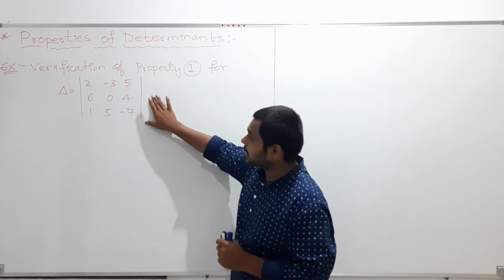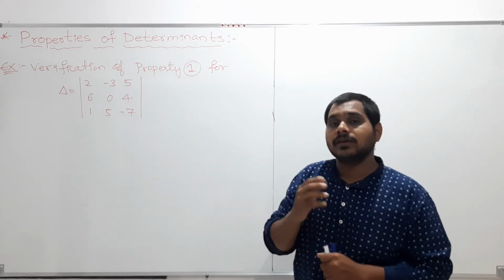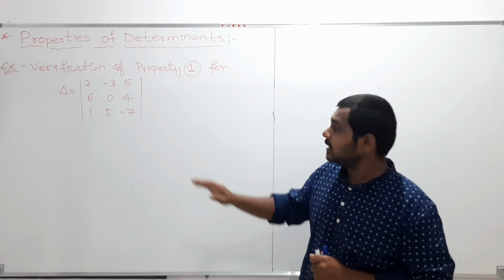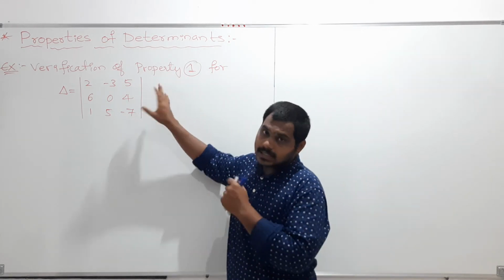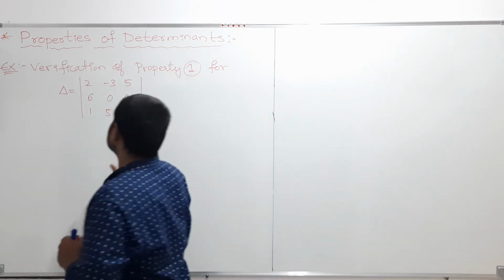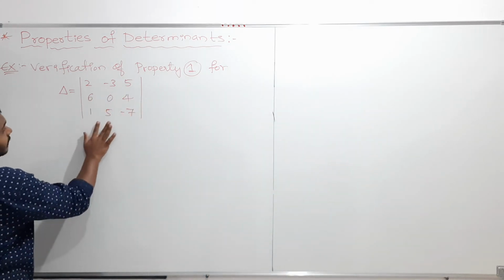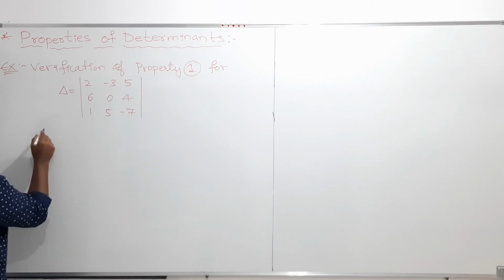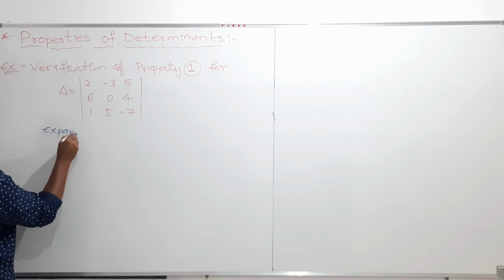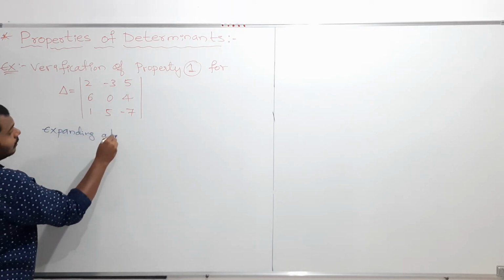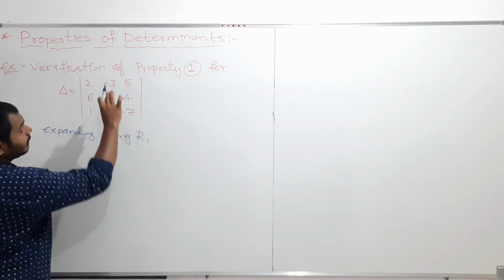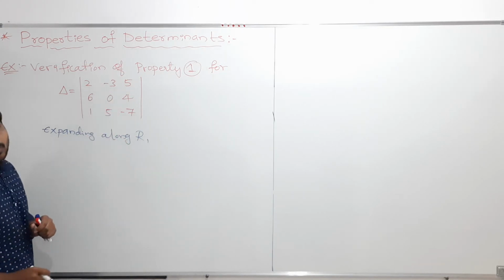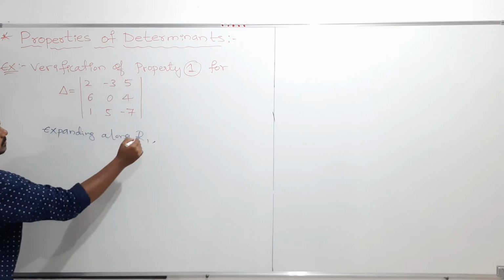For this determinant, I will verify, which means I will check whether the property we discussed is correct or not. That we will verify by using this example. Clear. So now, my students, first I will find the determinant value of this. I am expanding along row 1. So this is your row 1. Clear. So expanding along row 1.